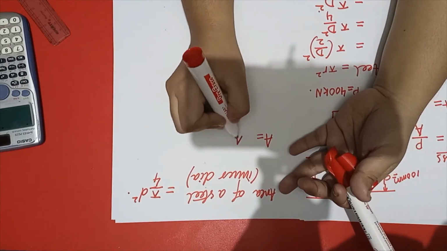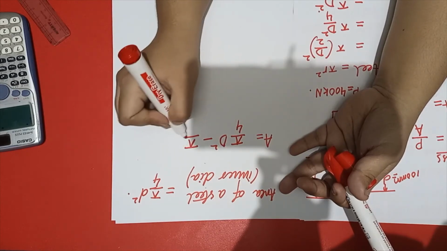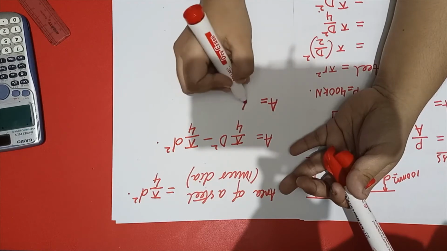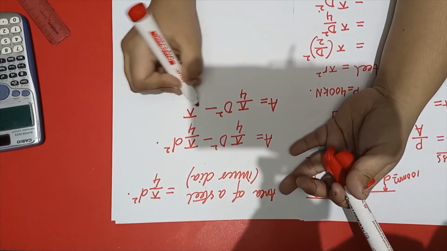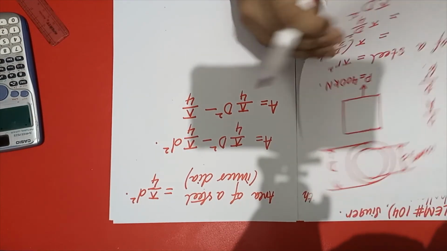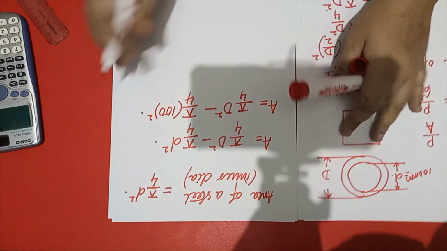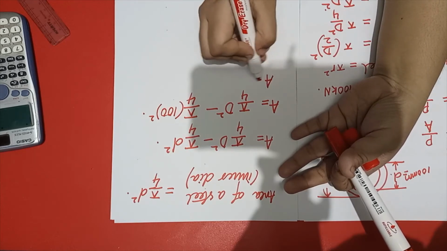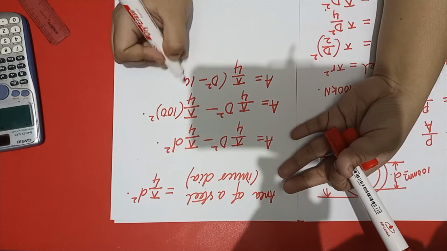So pi by 4 capital D square minus pi by 4 into d square. So area is equal to pi by 4 D square minus pi by 4 d square, and the inner diameter was given to us as 100 millimeter. So we can put 100 square here. So area is equal to pi by 4 into D square minus 100 square.